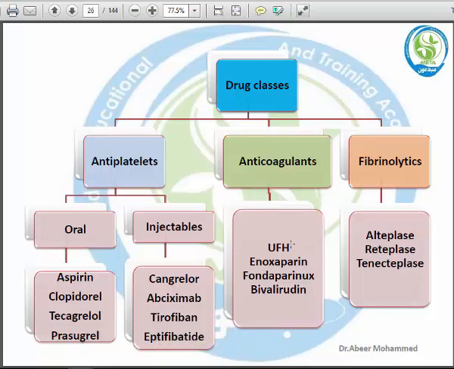Anticoagulants like unfractionated heparin, low molecular weight heparin like enoxaparin, fondaparinux, or bivalirudin. Fibrinolytics, which are used in case of STEMI, like alteplase or tenecteplase. Streptokinase is no longer used in America, but in some countries it may still be used.